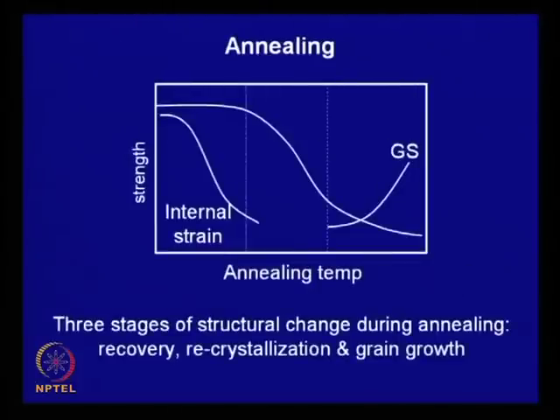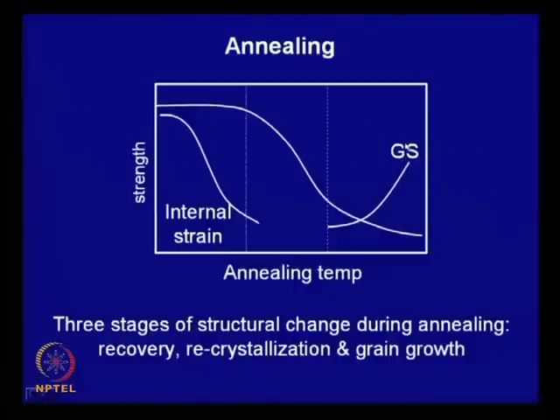Now, what happens to some of the properties, which is shown over here? With annealing, this plot represents the strength. Strength initially does not decrease much with annealing temperature, there is only a marginal decrease, and this is the stage where there is a maximum decrease, and then later on it tapers off, the rate of decrease goes down. Whereas the internal strain or internal stored energy decreases significantly in this region, in this temperature zone.